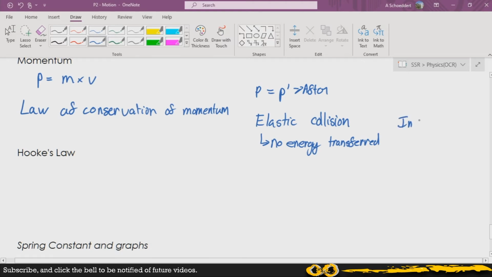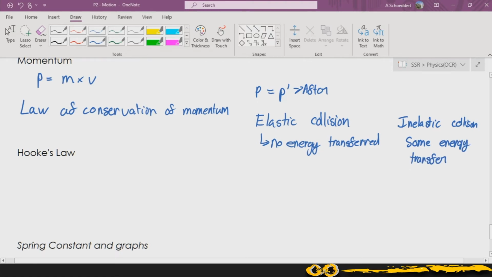In an inelastic collision, there is some energy transfer. And so most collisions in the real world are actually inelastic. There's some thermal energy, there's some sound produced, there's some other losses of energy. But in terms of physics, we like to look at elastic collisions.